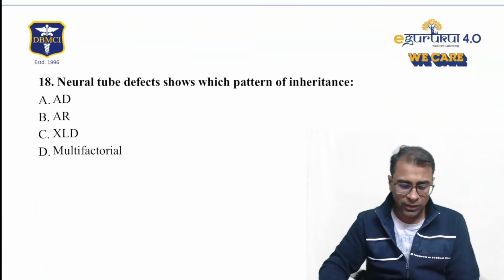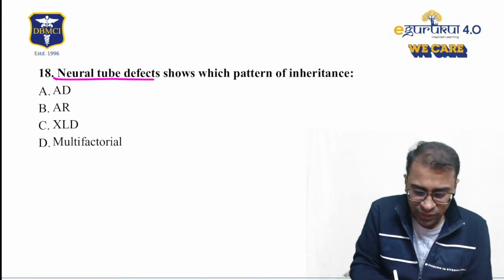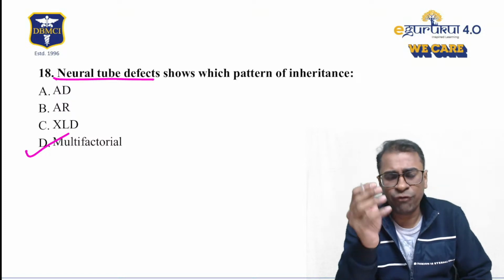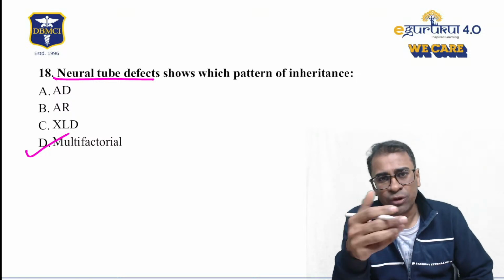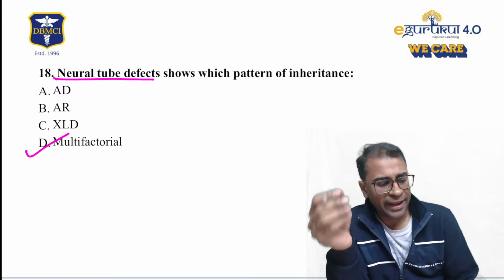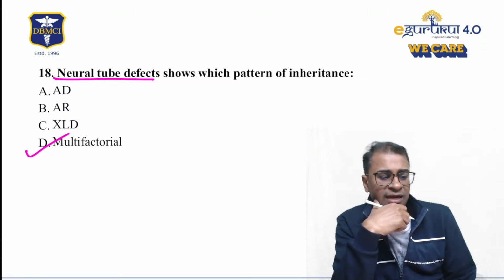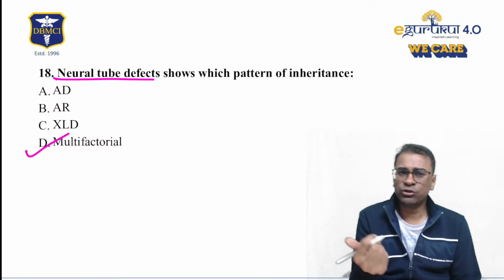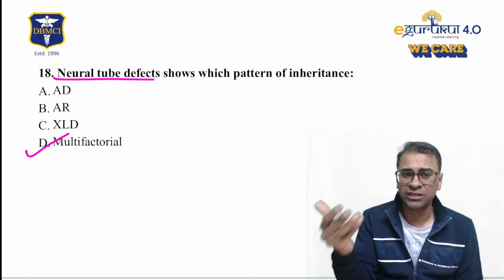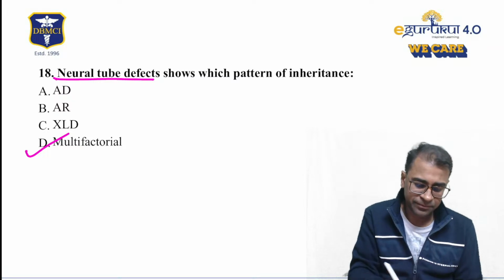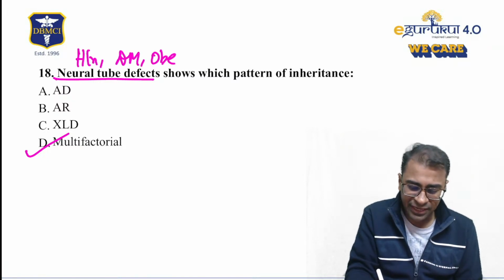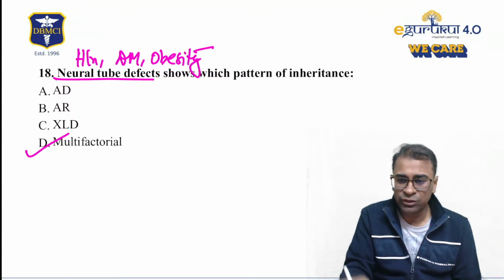Okay. How do neural tube defects occur? Multifactorial. Because it can happen due to folic acid deficiency, and it can also happen because of other problems, hence multifactorial. Always remember that when a question on the pattern of neural tube defects comes, it has to be multifactorial. Same thing also for diabetes mellitus, hypertension, obesity. These all are multifactorial disorders.